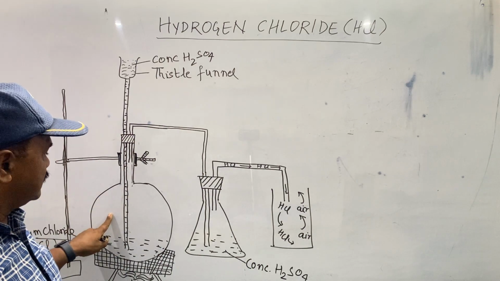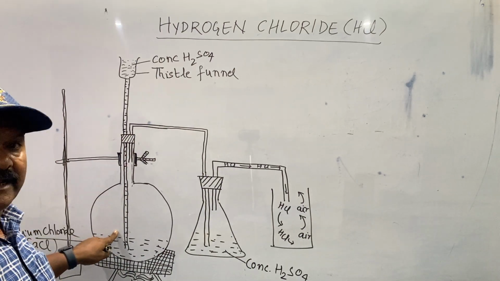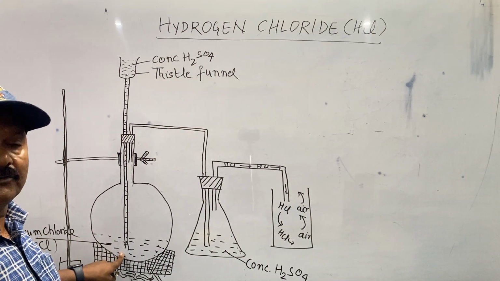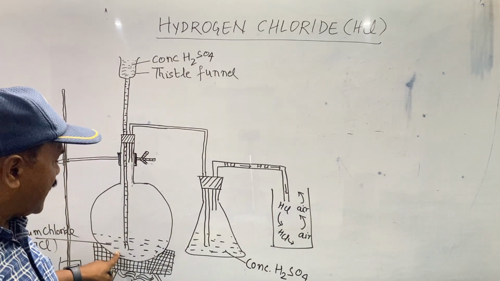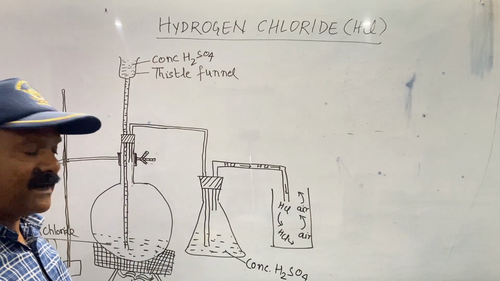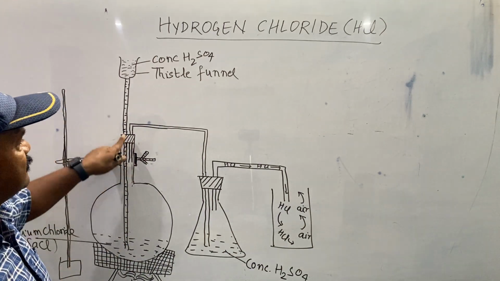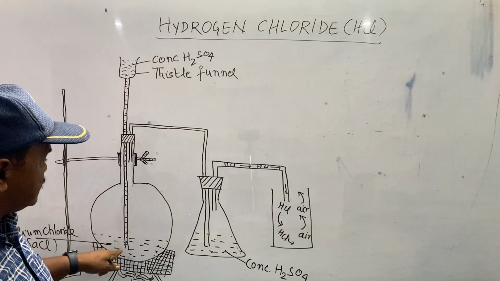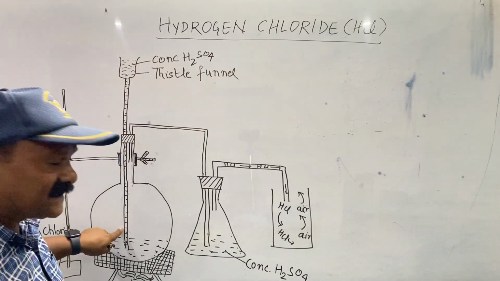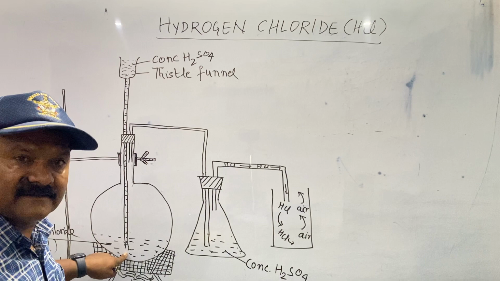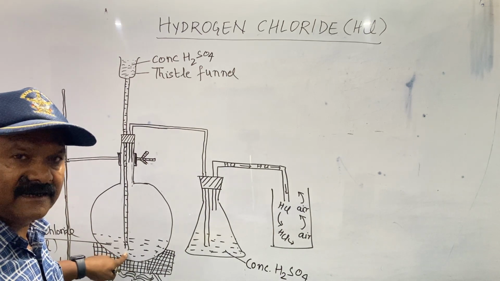Now precaution must be taken that the end of the thistle funnel is dipped inside the sodium chloride solution or inside the reactant. Why? So that the HCl gas which is prepared doesn't escape through this tube. Otherwise HCl will just escape out. That's why this end must be dipped inside the solution, inside the reactants.